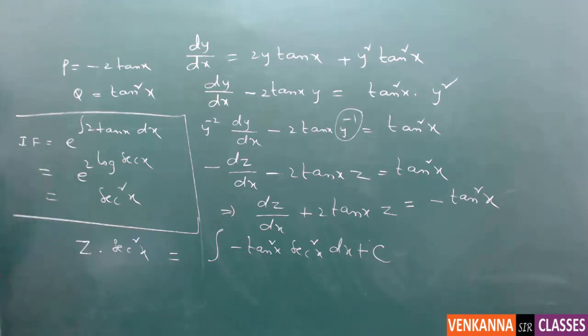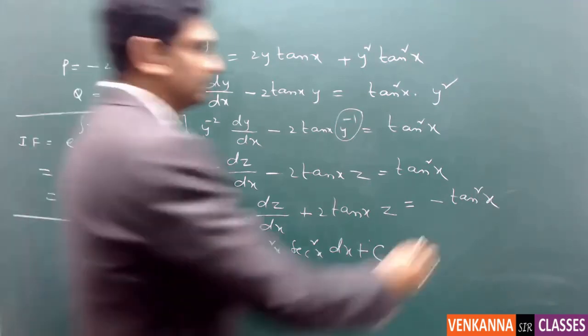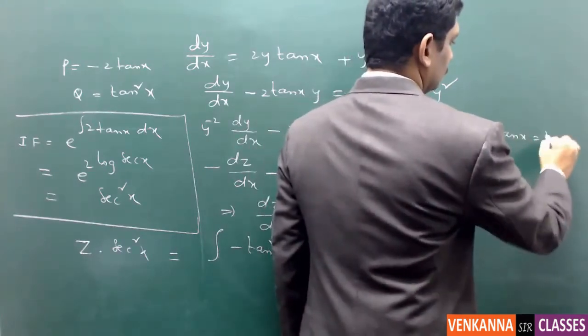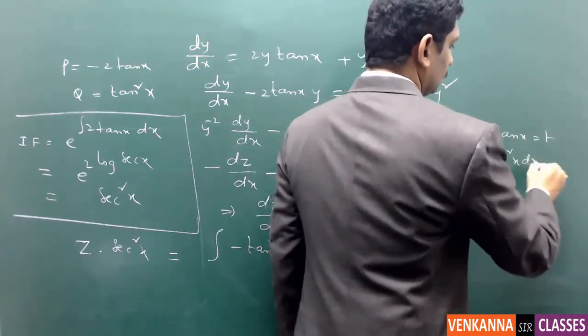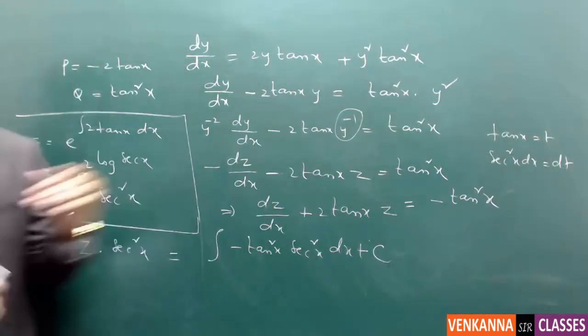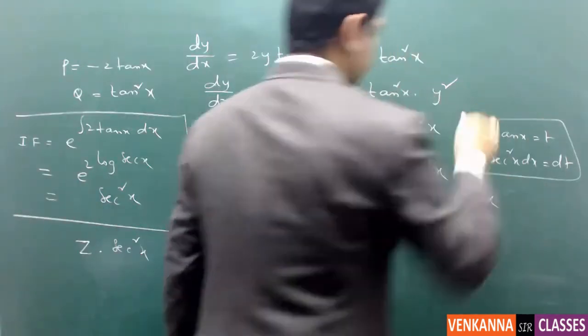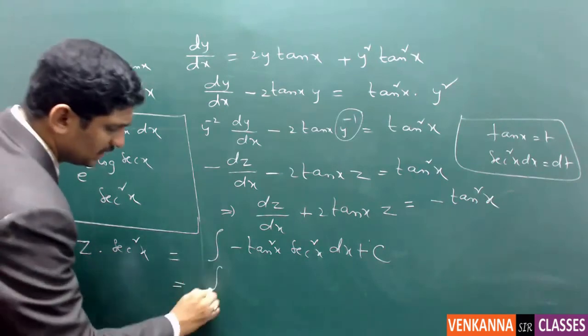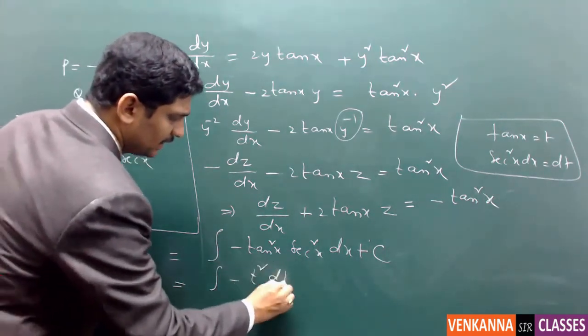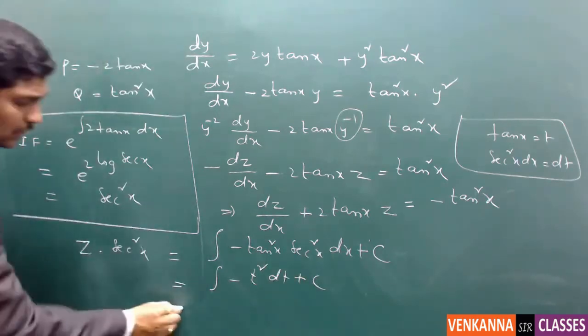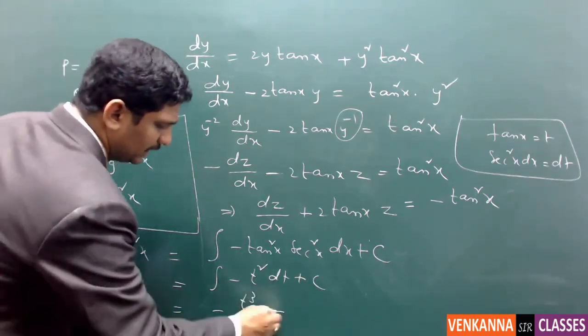Any hints from your side? How to solve? Yeah, that's a good one. Take tan x equal to t. So secant square x dx equal to dt. If you take it like that, then it is nothing but integral minus t square dt plus c. So nothing but minus t cube by 3 plus c.